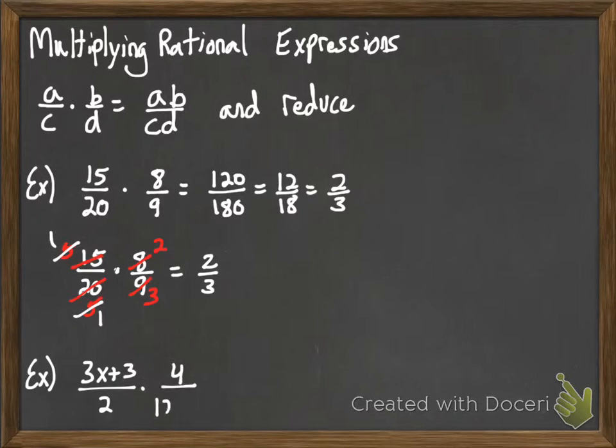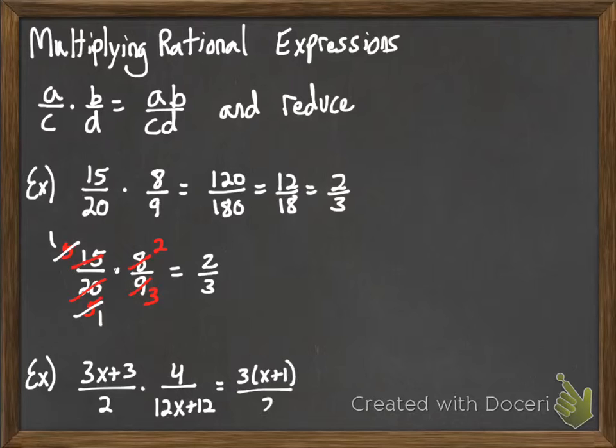Consider this first example. 3x plus 3 over 2 times 4 over 12x plus 12. And so we want to do our reducing first. Well, as we learned in the previous section, to reduce, we need to factor. So I would ask you to take a moment, pause the video, and go ahead and factor everything in each fraction, both top and bottom.